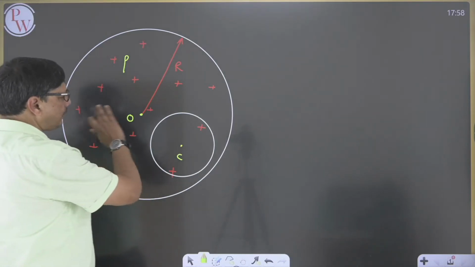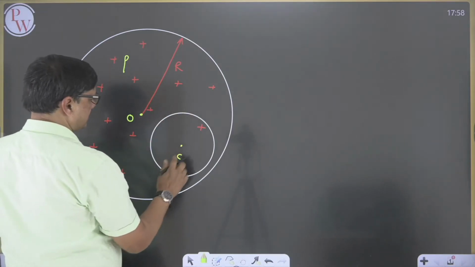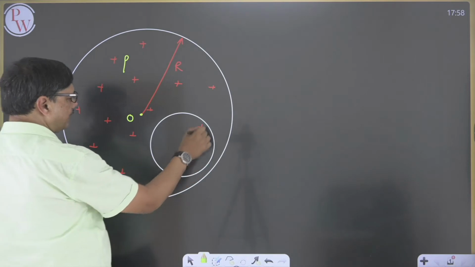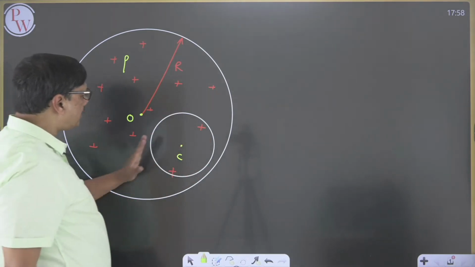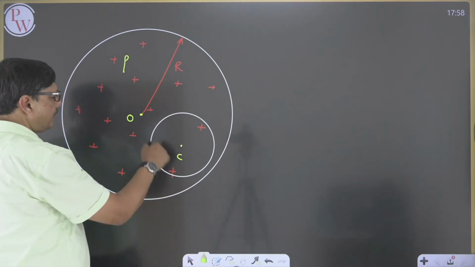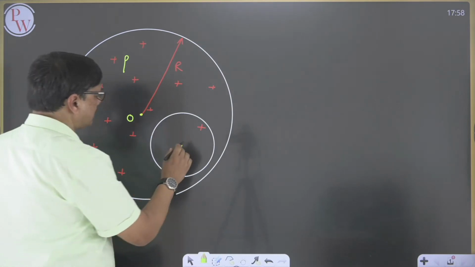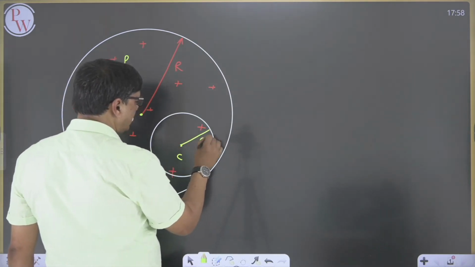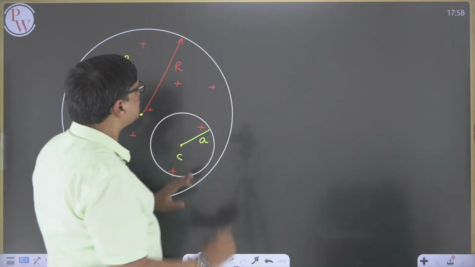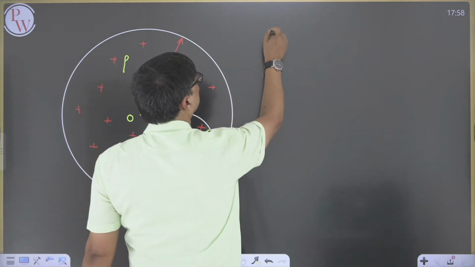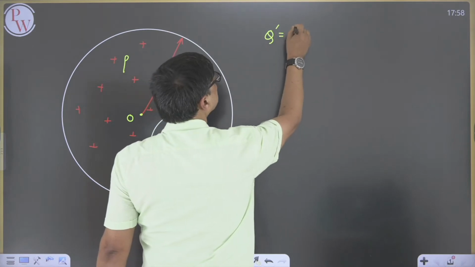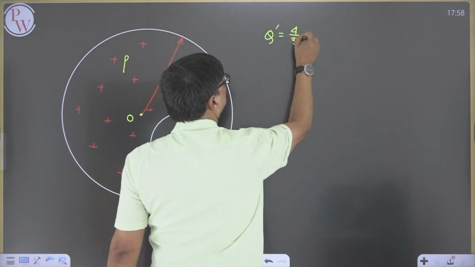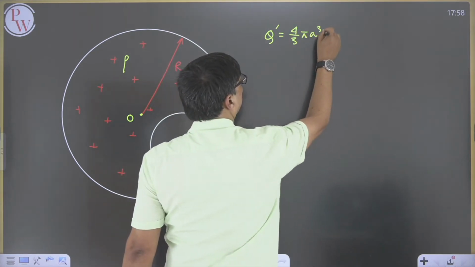Initially we have not any cavity, let us consider. But if there is a cavity over here, then what will happen? Let us consider that this cavity portion has got a radius a. Then this cavity portion was supposed to contain a charge of value 4/3 pi a cubed rho.